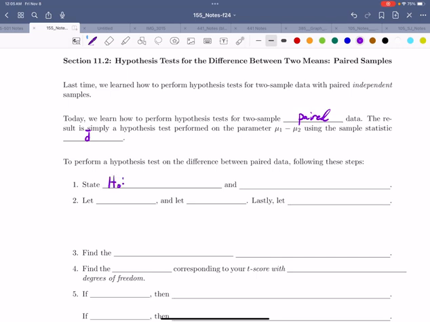First off, as always, we state our null hypothesis, as well as whichever alternate hypothesis we might have. Might be this one, could be this one, or this one. Now, next up, we're going to let D equal each paired point, like the first paired point minus the second paired point, and so on. So we'll just say paired difference.